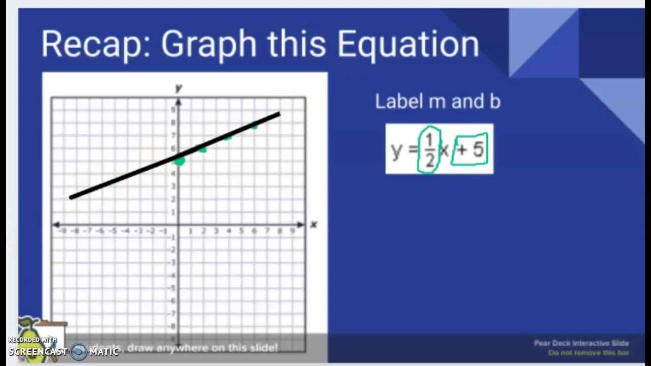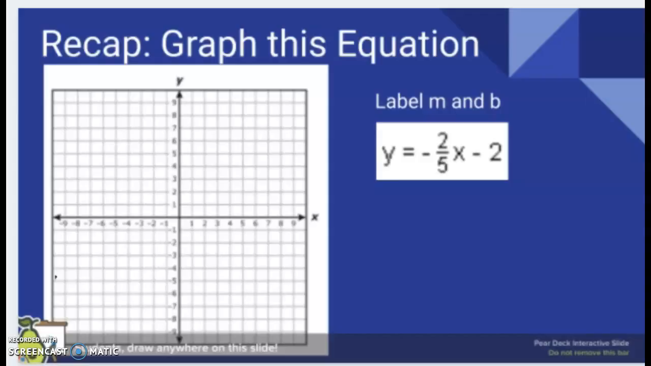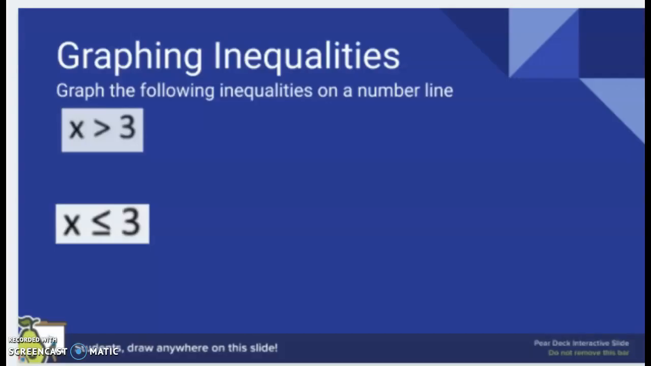Okay, so the slide after this is like the one that we just did. Remember, if your slope is negative, that means that you count down for your rise. So instead of starting at -2 and counting up 2, we would start at -2 and count down 2. Okay?